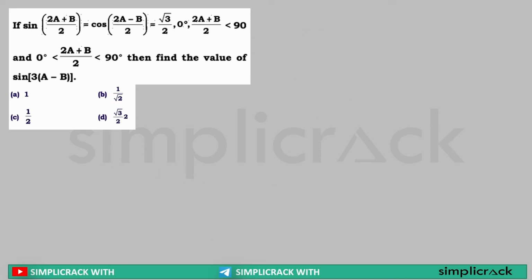Clear? It is saying sin of (2A plus B) by 2 is equal to cos of (2A minus B) by 2 is equal to root 3 by 2. That means sin of (2A plus B) by 2 is equal to root 3 by 2. For what value of theta is sin theta root 3 by 2? That means theta should be 60 degree.